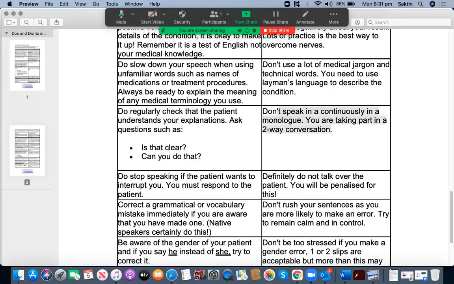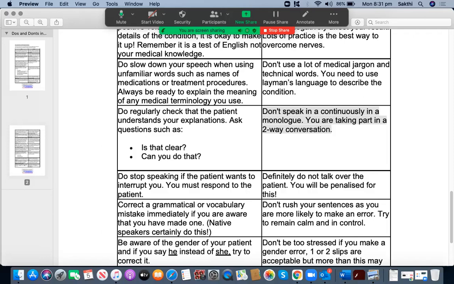Don't speak continuously in a monologue. You are taking part in a two-way conversation. Remember that you shouldn't speak more than 5 or 6 sentences continuously yourself. It's not good. You need to give an opportunity for the other party to take part in the conversation.